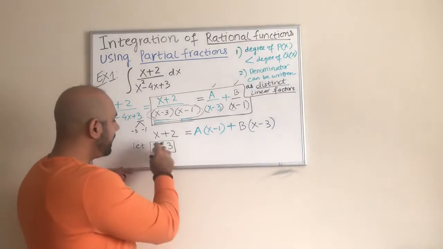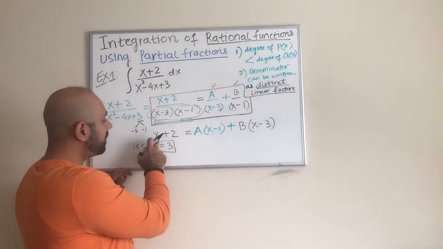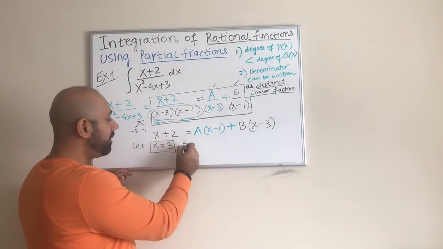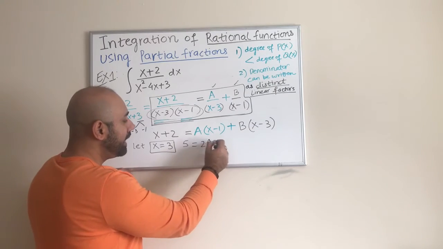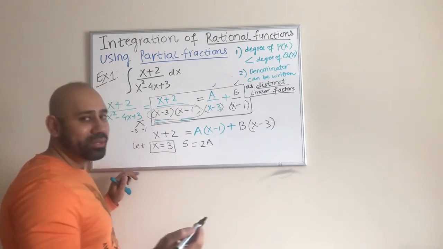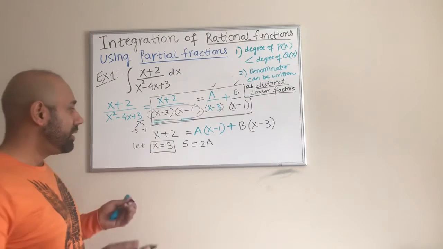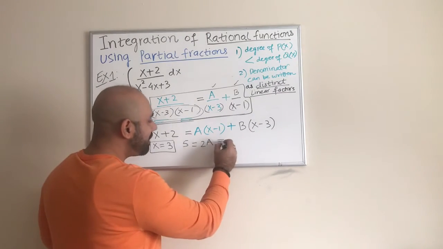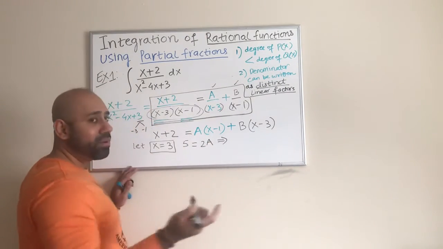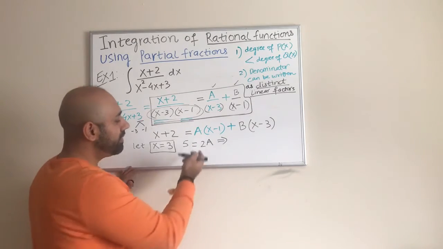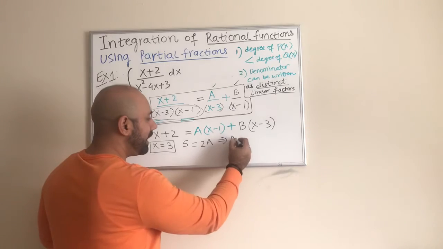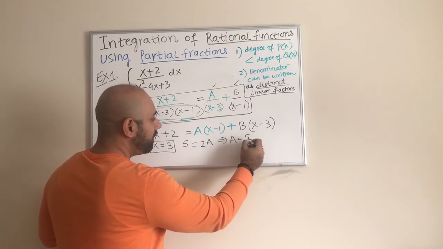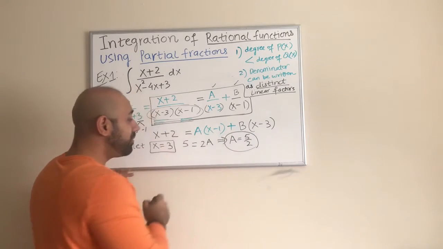So let us apply x equal to 3. If I set x equal to 3 here, 3 plus 2 is 5. Here, 3 minus 1 is 2, so it is twice a. And guys, this is going to be plus 0. I don't have to even write it or worry about it. I have this simple equation. Can I solve for a? Yes, we can easily solve for a by dividing both sides by 2. So if I divide both sides by 2, I get a equals 5 halves. That is good. We already got the value for a.